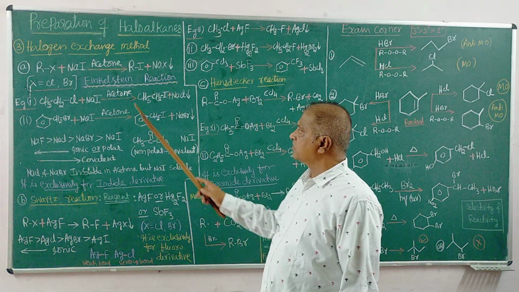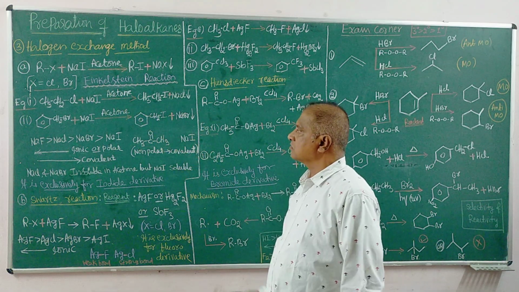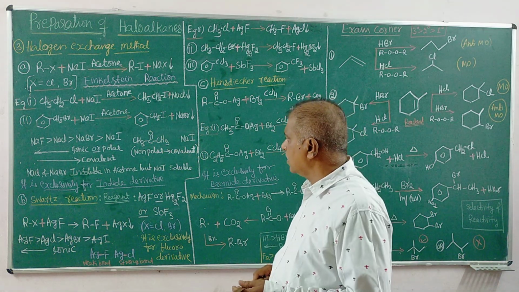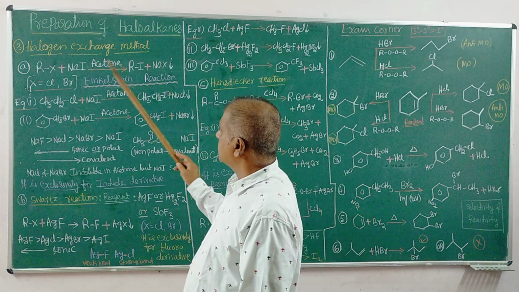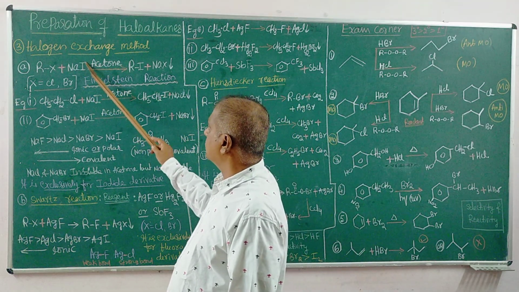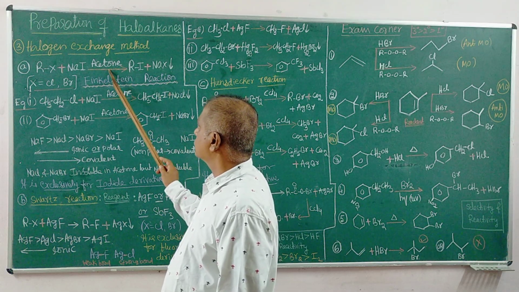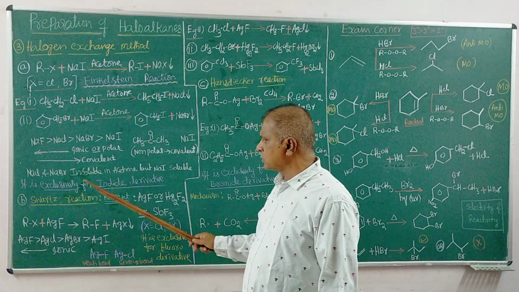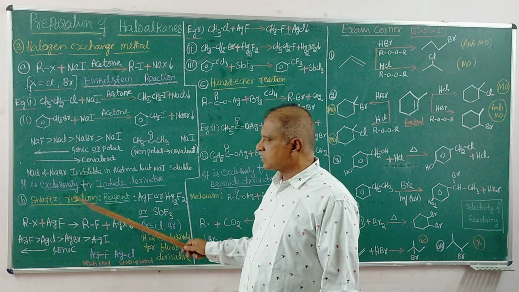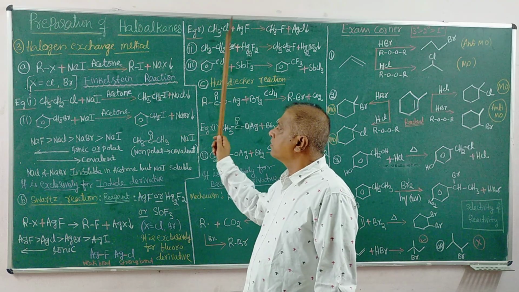This was found by Finkelstein. We call it the Finkelstein reaction. It all depends on the forward reaction, based on this compound and acetone. And this reaction is used exclusively for making iodo derivatives of haloalkanes.